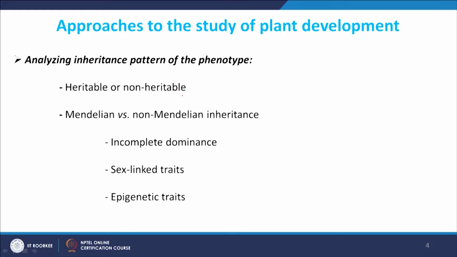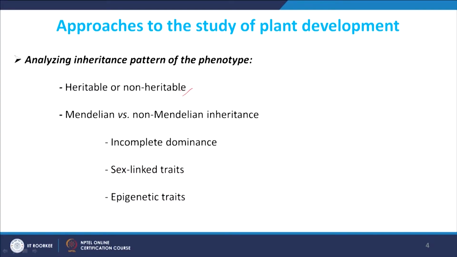First, as I said, we check whether it is heritable or non-heritable. If the mutant is heritable, then if you collect the seed from the mutant and grow it to the next generation, you will get the phenotype in the next generation. But if the phenotype disappears in the next generation, then your mutation is non-heritable. Another important thing: if your mutation is inherited in a Mendelian fashion, then what are you expecting?